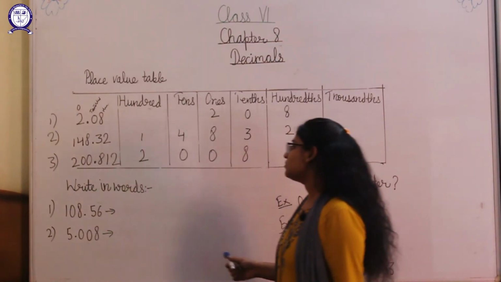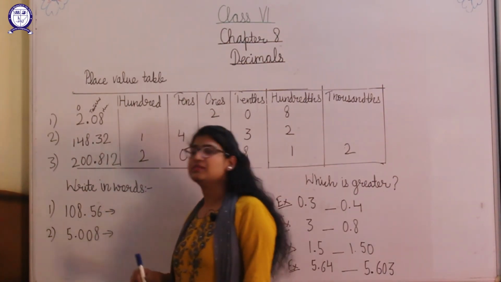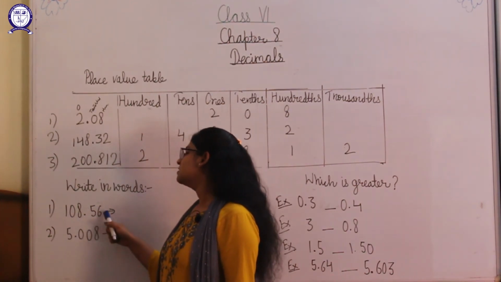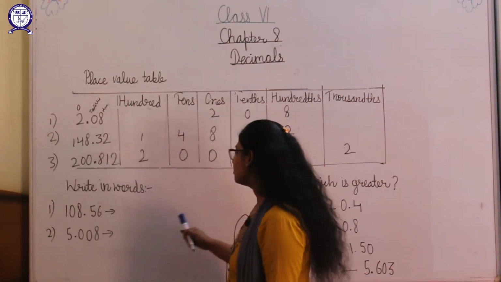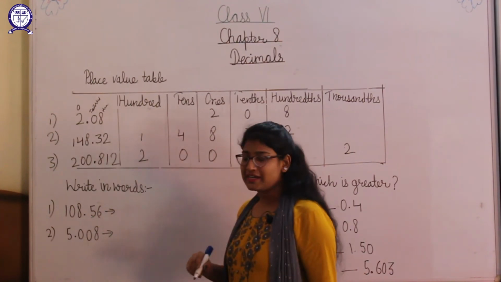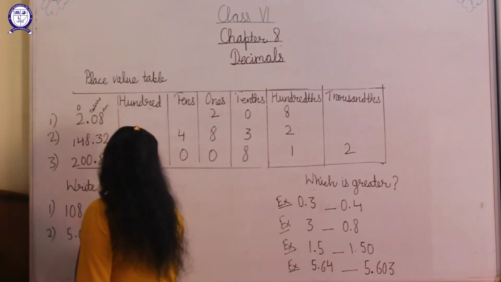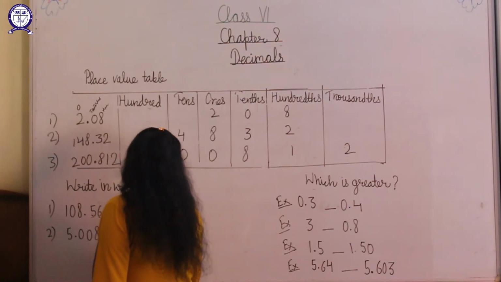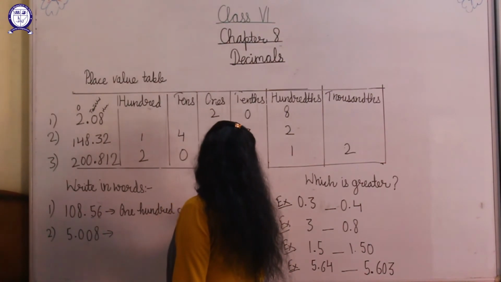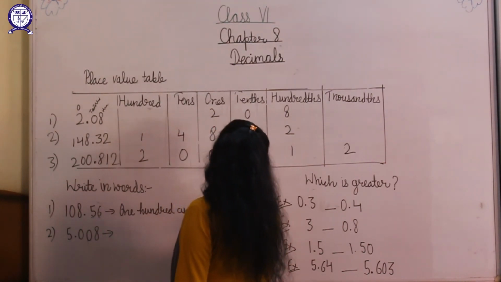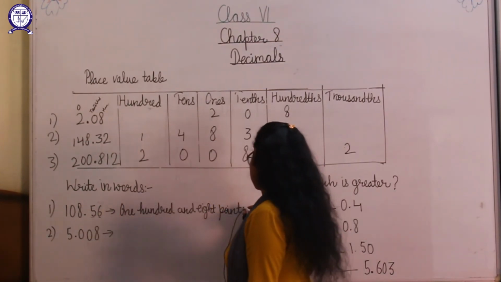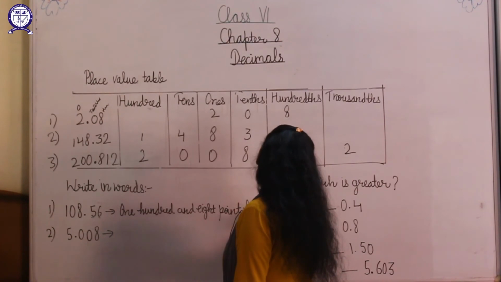Okay, now next one is write in words. We have to write these decimal numbers into words. So here it is 108.56. As I told you earlier also, after the decimal we name the digits separately. So here it is 100, we will write like 108 point, as the decimal is here, so we will write point, then 56, so we will write 56 here.